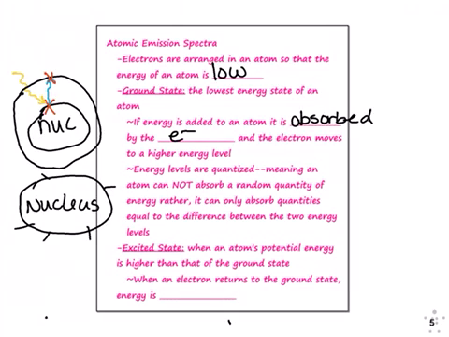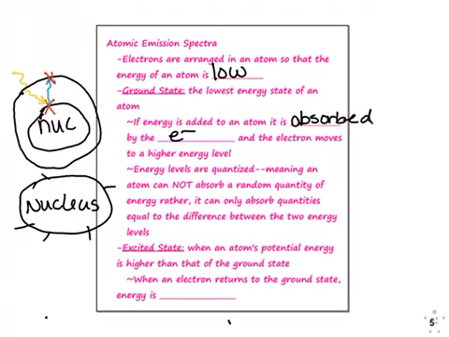Energy levels are quantized. That means that atoms cannot absorb a random quantity of energy. Rather, it can only absorb quantities equal to the difference between the two energy levels. So it has to be a fixed quantity, and only the right amount of energy will cause an electron to go from the ground state up to an excited state.